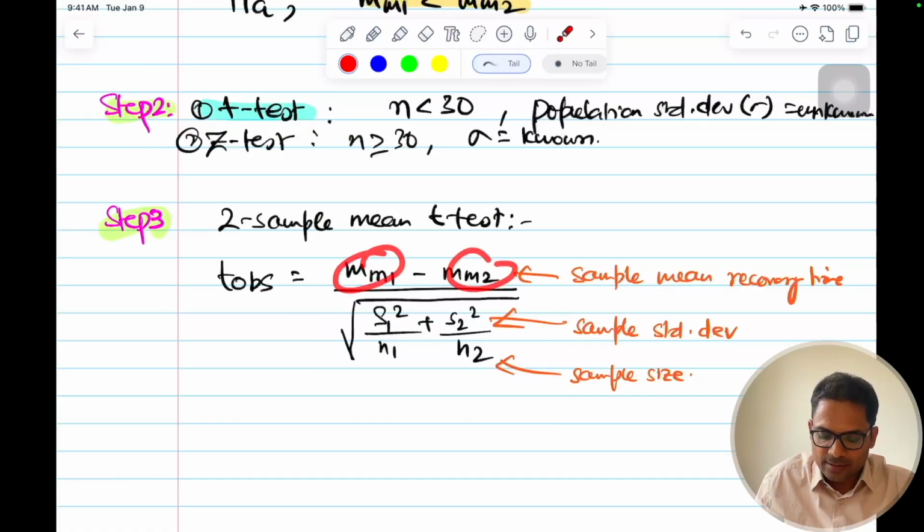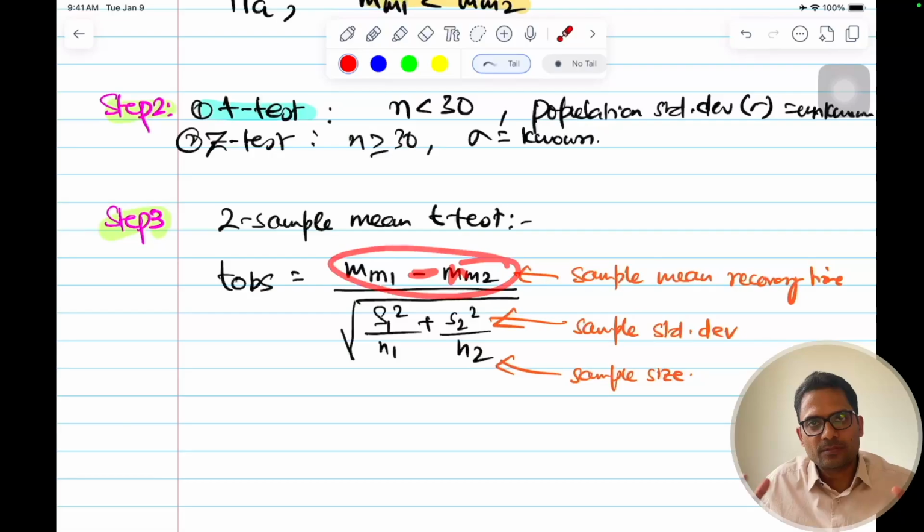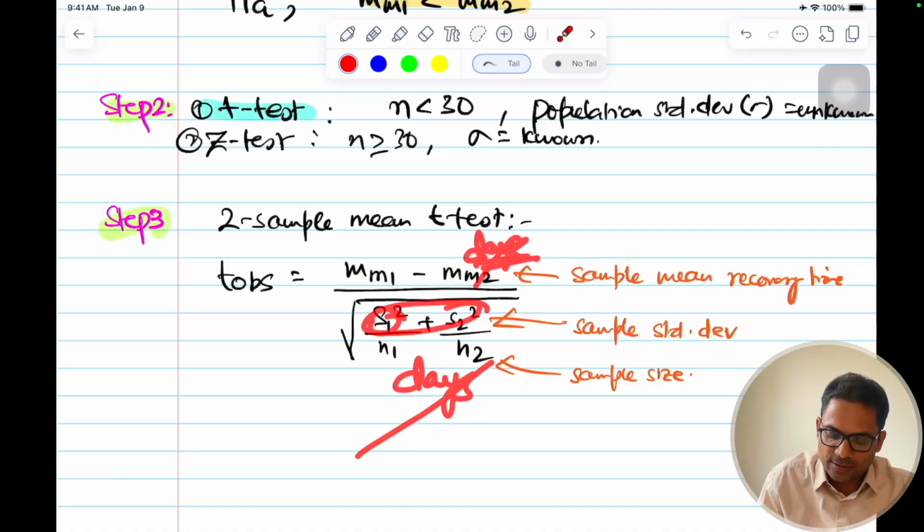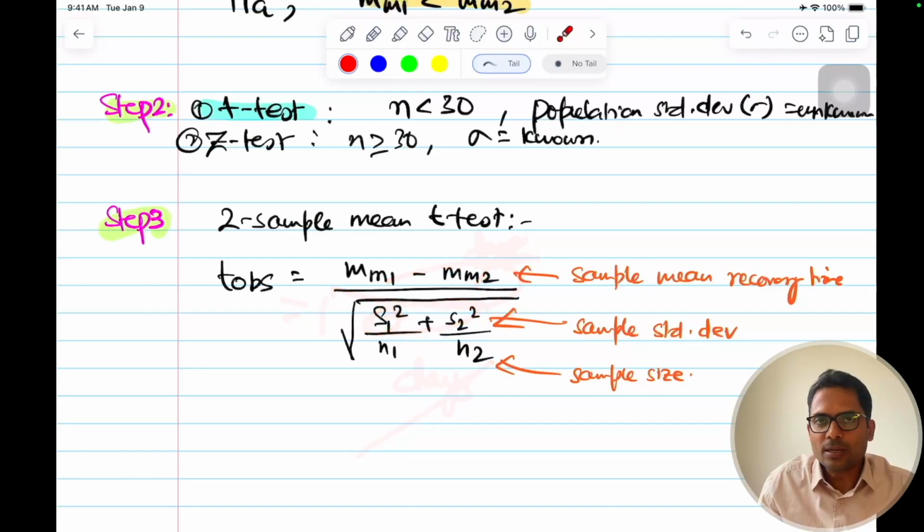You have two means, you take the subtraction of them and then standardize it by dividing with this standardized standard deviation. s1 square is the variance, right? The square root of that is the standard deviation. Both have the same units. For example, if the mean recovery time is in days, the denominator will be days squared under the root, so finally in days, and days by days becomes unitless. So this is your test statistic.